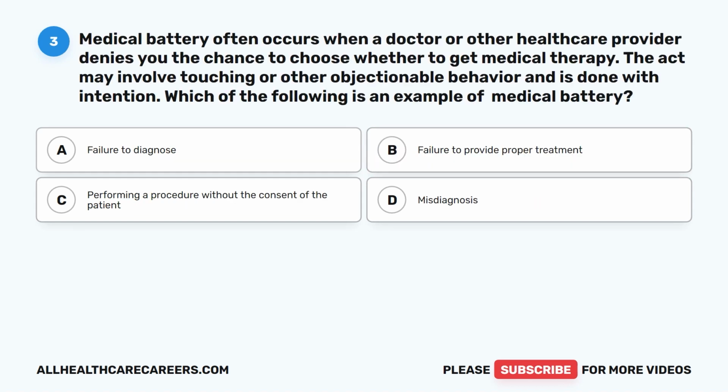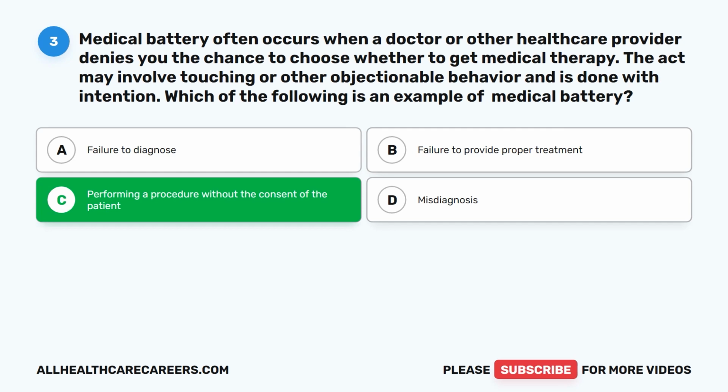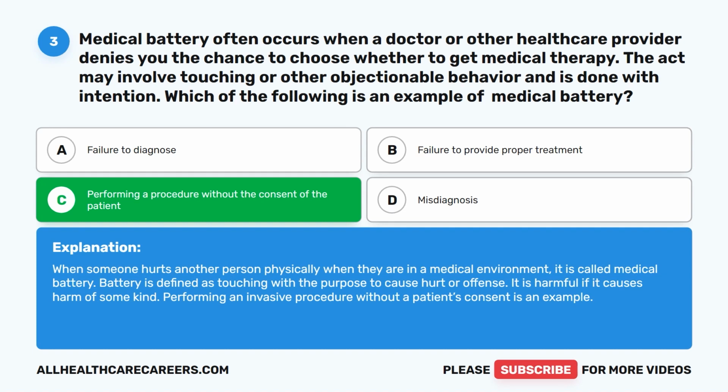Question 3. Medical battery often occurs when a doctor or other healthcare provider denies you the chance to choose whether to get medical therapy. The act may involve touching or other objectionable behavior and is done with intention. Which of the following is an example of medical battery? A. Failure to diagnose. B. Failure to provide proper treatment. C. Performing a procedure without the consent of the patient. D. Misdiagnosis. The correct answer is C. Performing a procedure without the consent of the patient. When someone hurts another person physically when they are in a medical environment, it is called medical battery. Battery is defined as touching with the purpose to cause hurt or offense. It is harmful if it causes harm of some kind. Performing an invasive procedure without a patient's consent is an example.